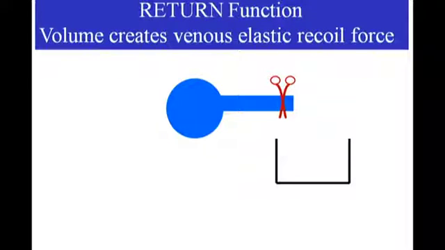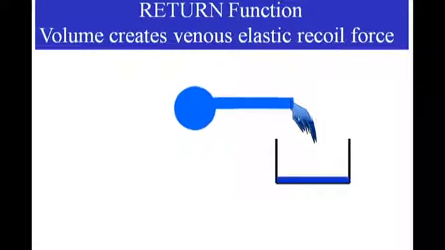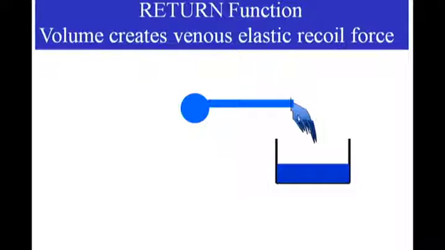Volume creates force in the veins, a venous elastic recoil. So here is an elastic structure, a balloon filled with volume and a clamp at the end. And if I release that clamp, the balloon can empty. What are the principles affecting this emptying? Well, they're really quite simple.